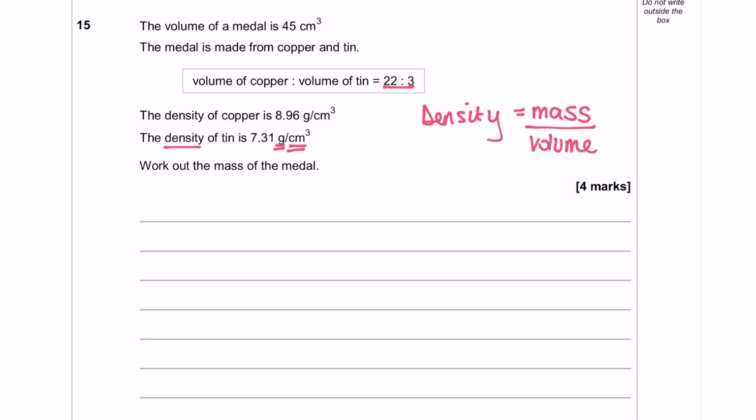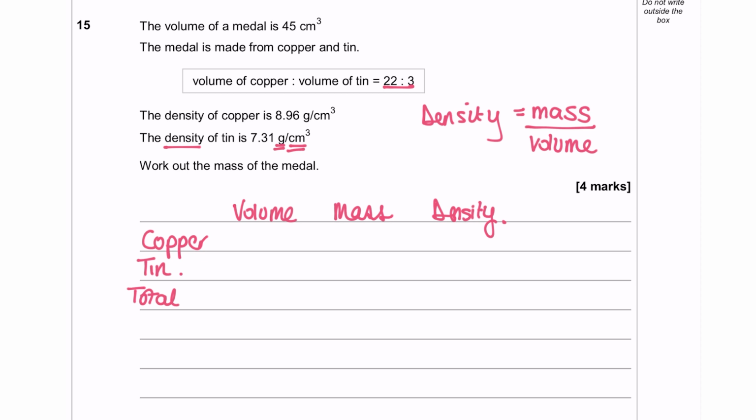We know the volume of the metal, and we know it's made of copper and tin. So let's think. We've got copper, we've got tin. We're going to want to know the volume of each of those, and the mass of each of those to then find the total, to then be able to find the density. Or no, we know the density. Okay, so let's have a look.